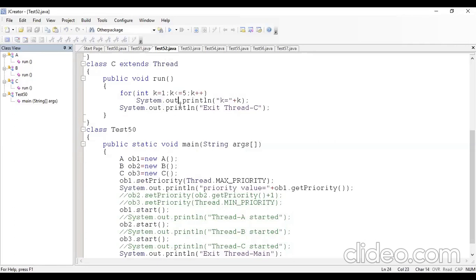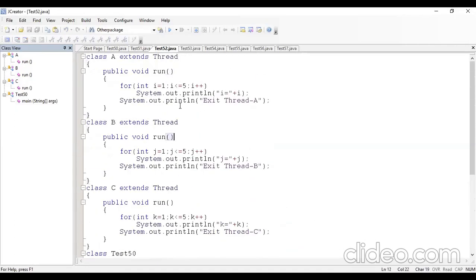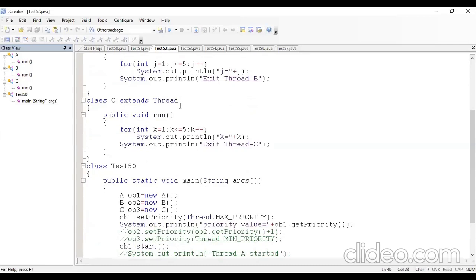The last program has 3 threads, thread A, thread B, and thread C. One is from class A, another is from class B, another one is from class C. So I've created objects of class A, B, and C. That means the threads are in the newborn state. And before running, I'm setting the priority of those threads. So Thread.MAX_PRIORITY means I'm setting the priority of OB1, the first thread. I'm giving the maximum priority to it, that is value 10.